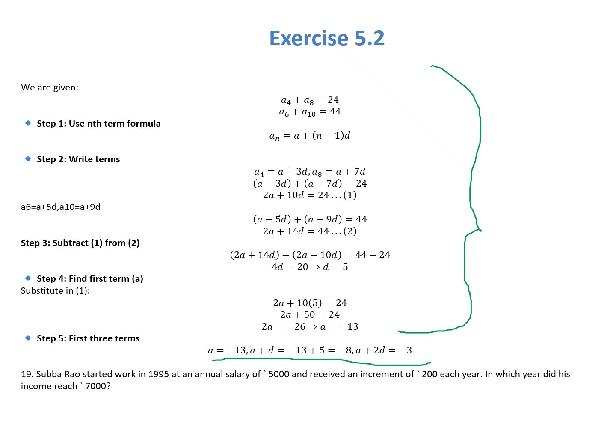Now we have to look at the next question. Shubha Rao started work in 1995 at an annual salary of 5,000. He receives an increment of 200 each year. In which year did his income reach 7,000? So we'll go to the next slide and look at the solution.